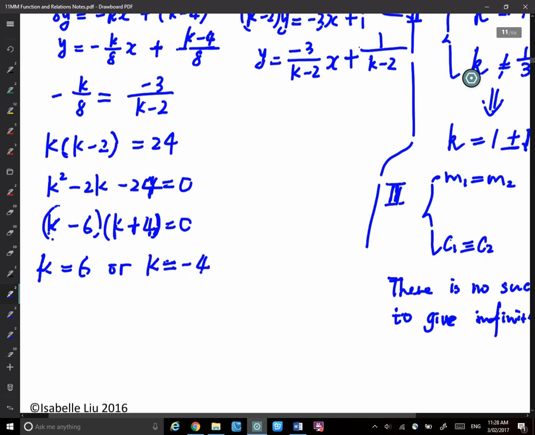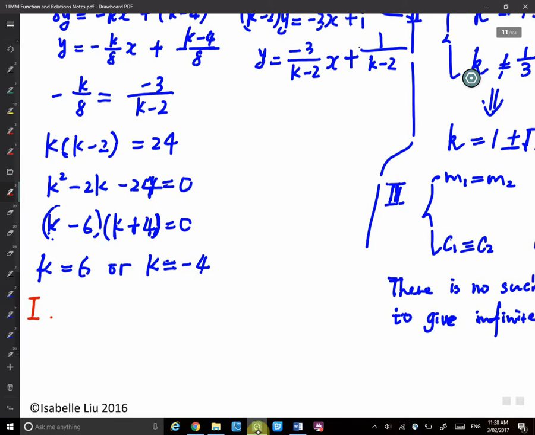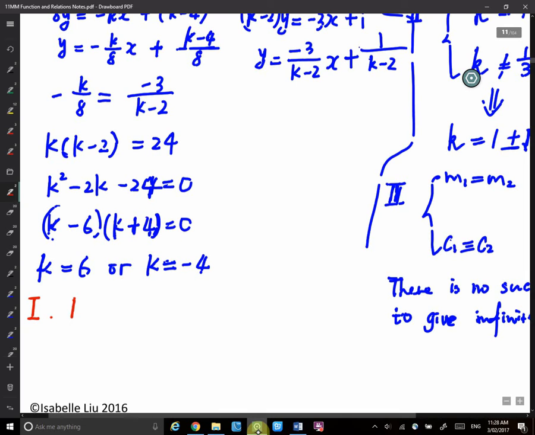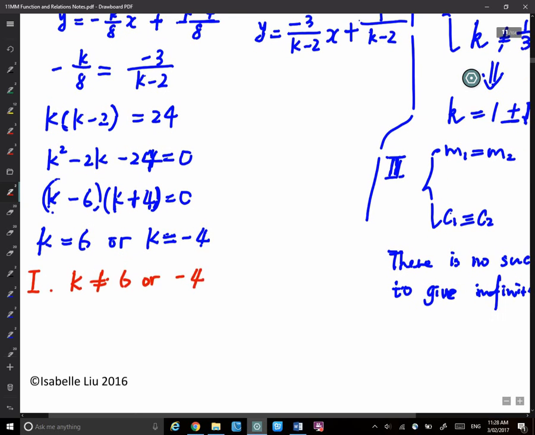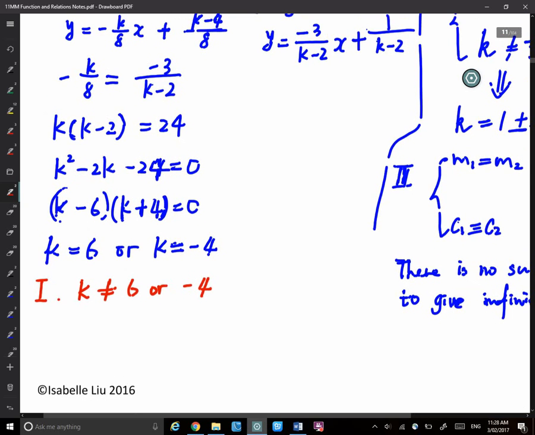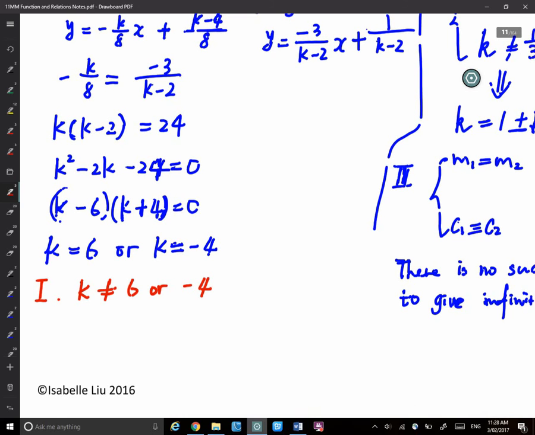Okay, so for unique solution, let's say that's number 1. For a unique solution, you want the gradients not equal. If k equals 6 or negative 4, they will be equal. So for the first one, k not equal to 6 or -4. That will be the answer for the first one. For a unique solution, you just need the gradients not equal to each other.